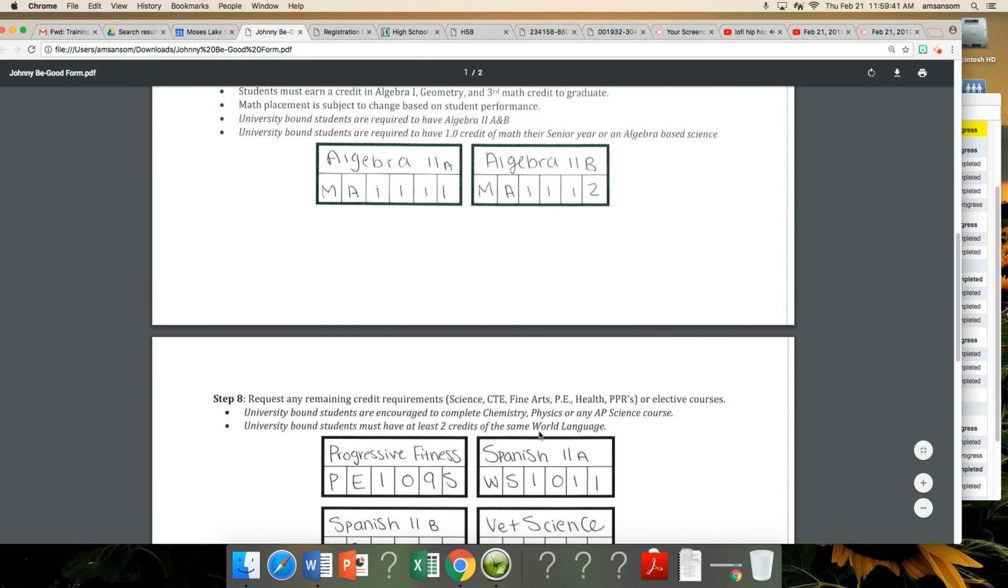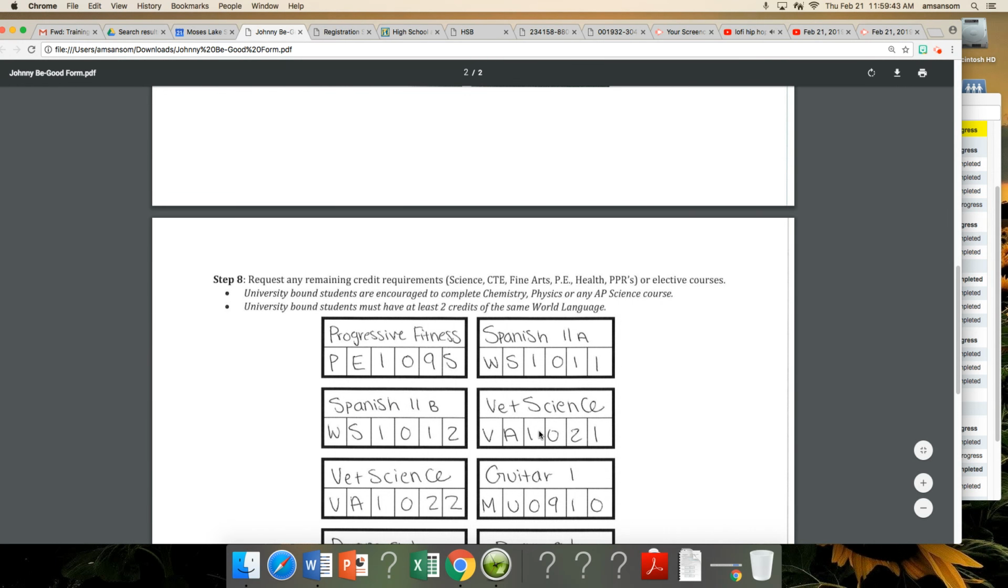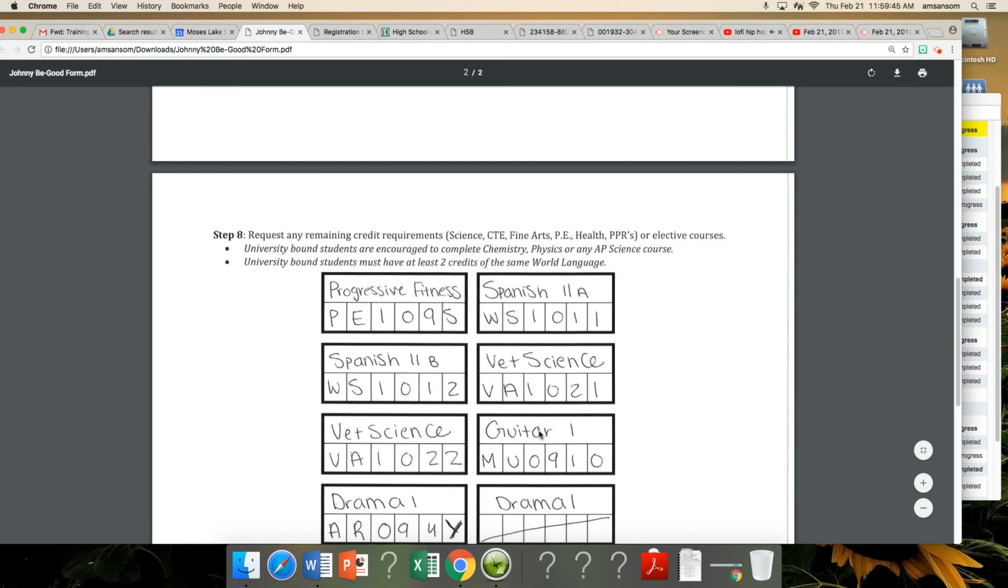So next, step 8. This is really important. This is where you're going to fill in any remaining credit requirements.